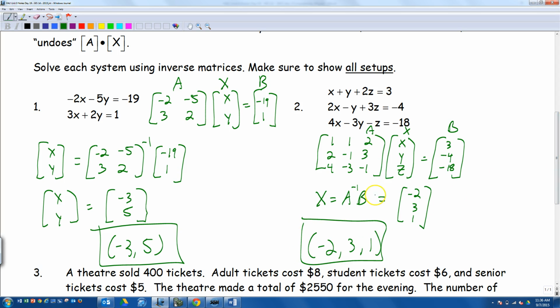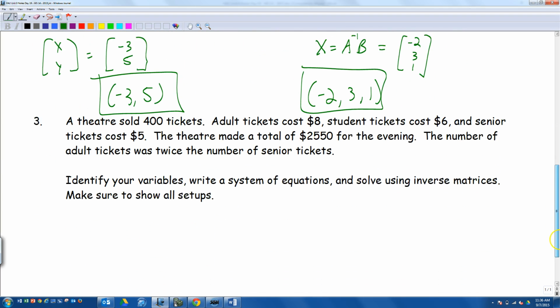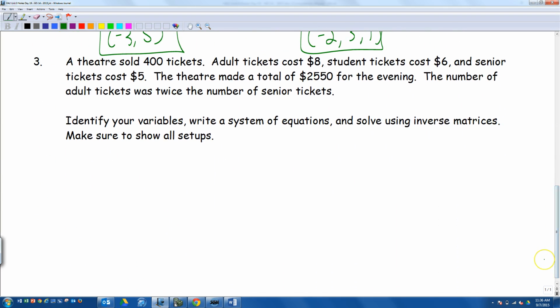Okay, one more problem. I think we did this. We might have done this already, or if not, we're going to do it twice. I think we did it by hand, actually. So theater tickets sold 400 tickets. There's 3 types: adult tickets, student tickets, and senior tickets. Right away, X is adult, Y is student, and Z is senior.